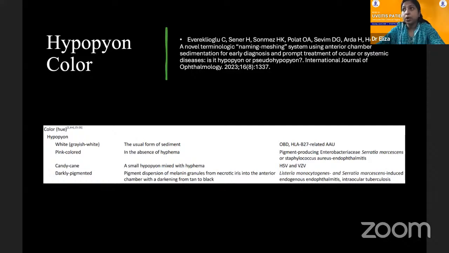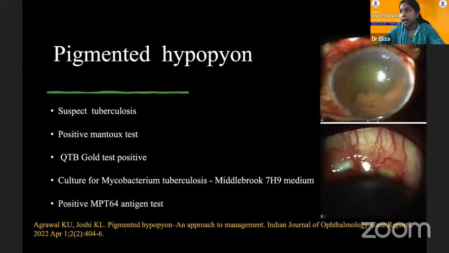Like tuberculosis can cause brown or pigmented hypopyons. Viral hypopyons can be blood-stained or combined with hyphema because viruses tend to cause occlusive vasculitis of the iris blood vessels. So again, when you see these atypical hypopyons, vitreous tap and AC tap become important.